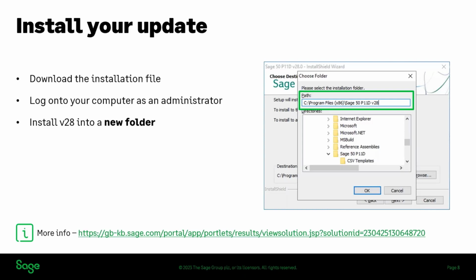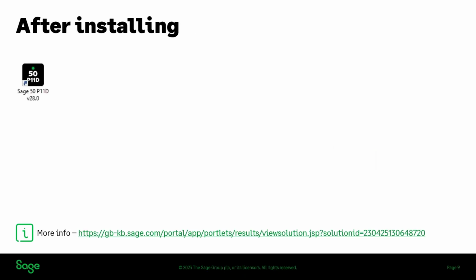So you would then allow the installation to complete. You'll be prompted to restart your computer. And once you've done that, you're ready to activate version 28 and restore your backup. So following the install, you should have a new shortcut on your desktop. It looks something like this. It'll be called Sage50 P11D V28.